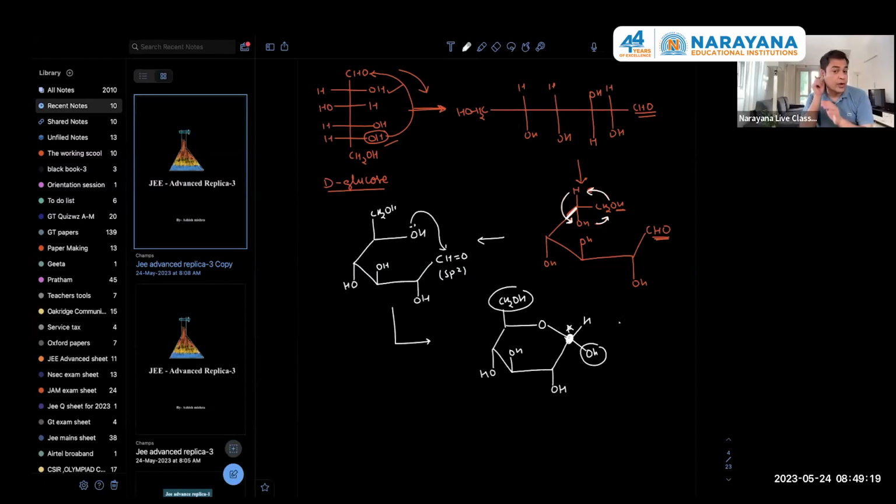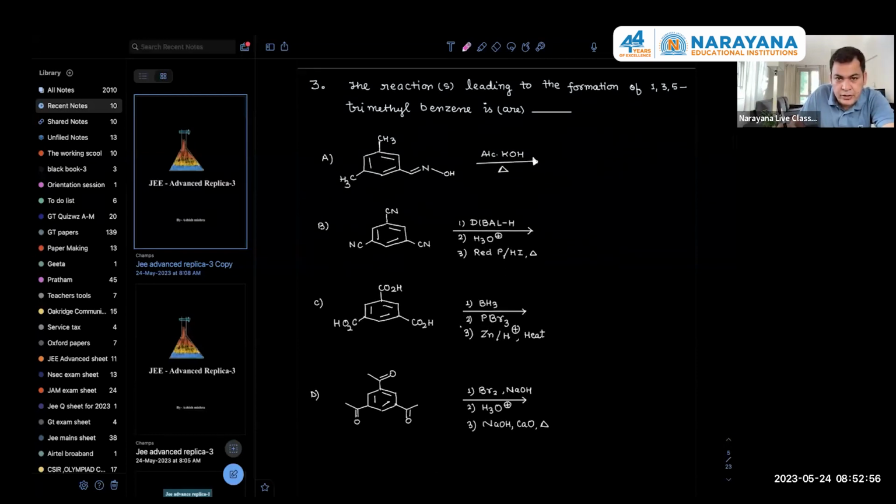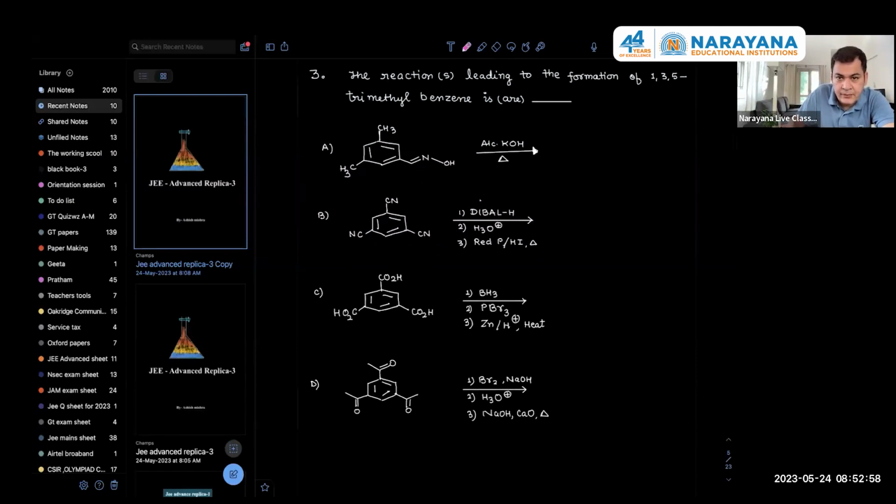Now go in the reverse manner. Suppose this compound is given, and you know that this was previously an aldehyde. So what you do is simply protonate here, break the compound, and give back from the O side, and that will again become CHO, and here we have OH. This is the way.